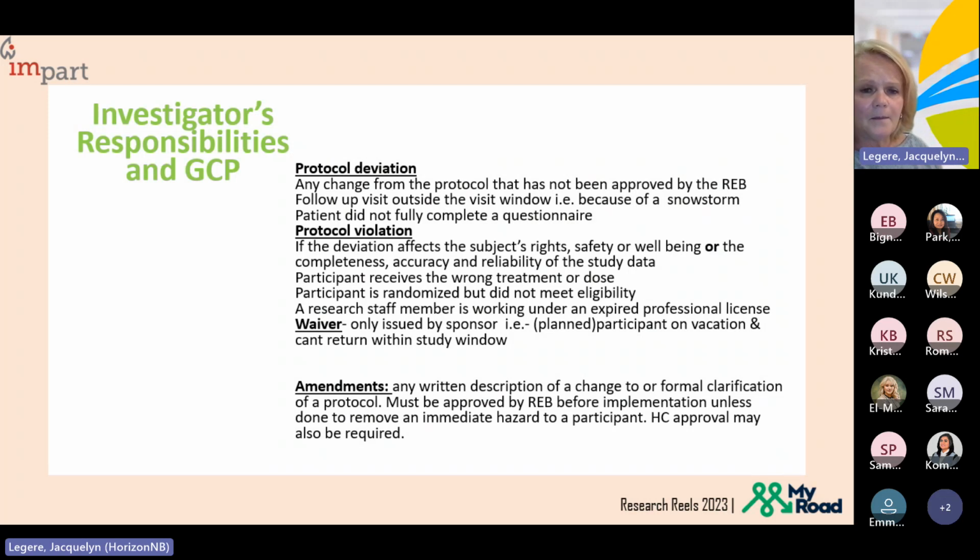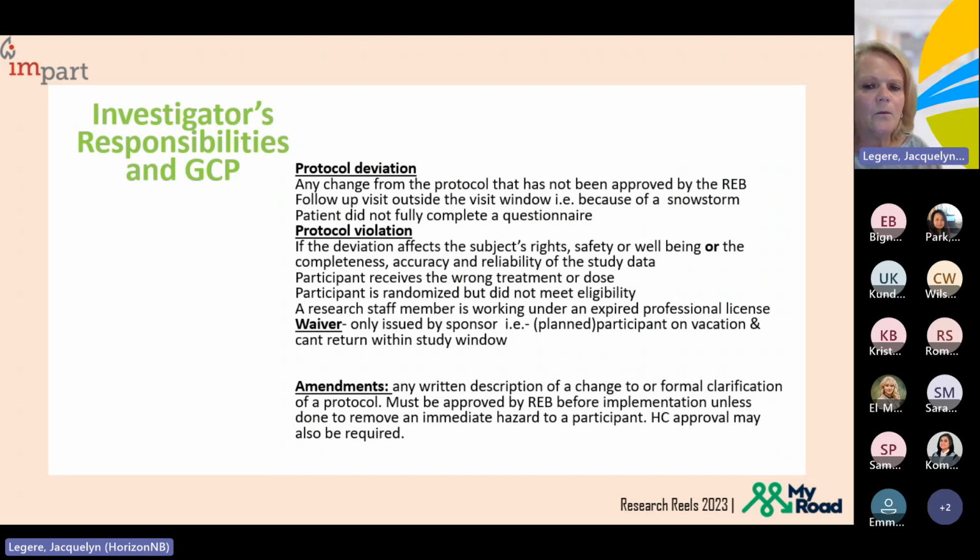Deviations, on the other hand, the REB doesn't typically want to see them. Our REB, though, I think wants to see everything, but I think minor deviations you can kind of lump up and send in a couple at a time. Violations are more required to be reported as they happen to the sponsor and to the research ethics board.